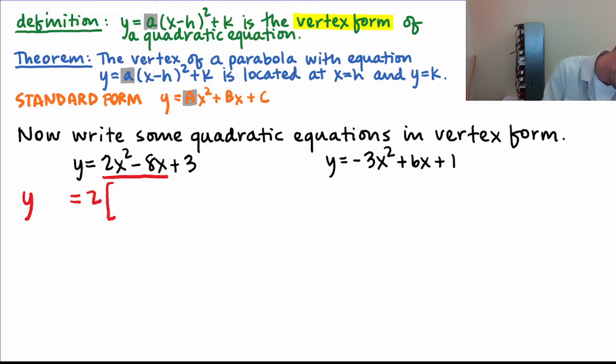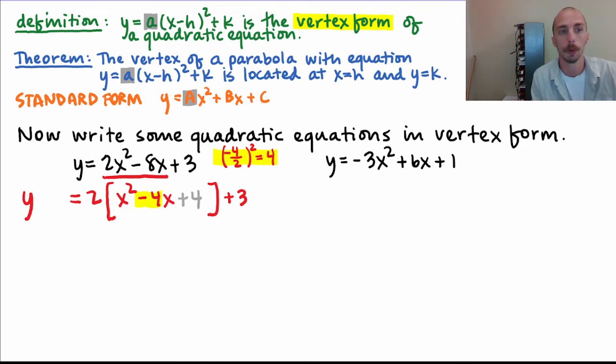So I'm going to factor out the 2 from the first two things, and I'll have x squared minus 4x. I'm going to leave room to add a number, and then I'll still have plus 3. Okay? Just like before, I'm going to take this -4, divide it in half and then square it to determine what number I need to add to complete the square. Okay, so -2 squared is positive 4. So I'm going to add my 4 right here.